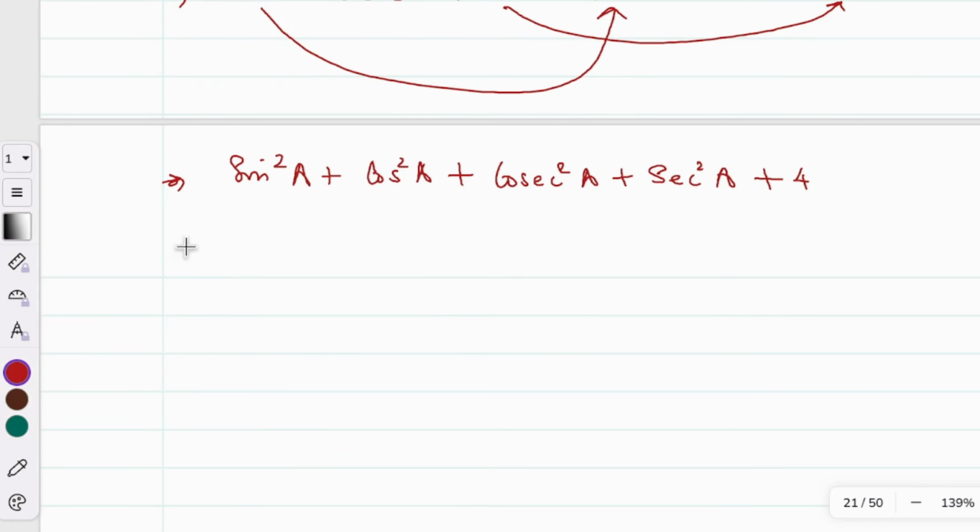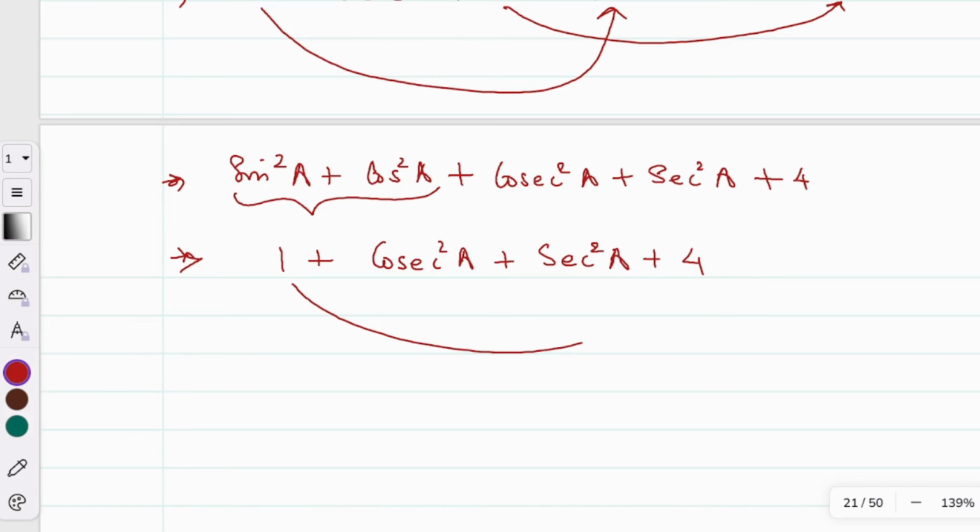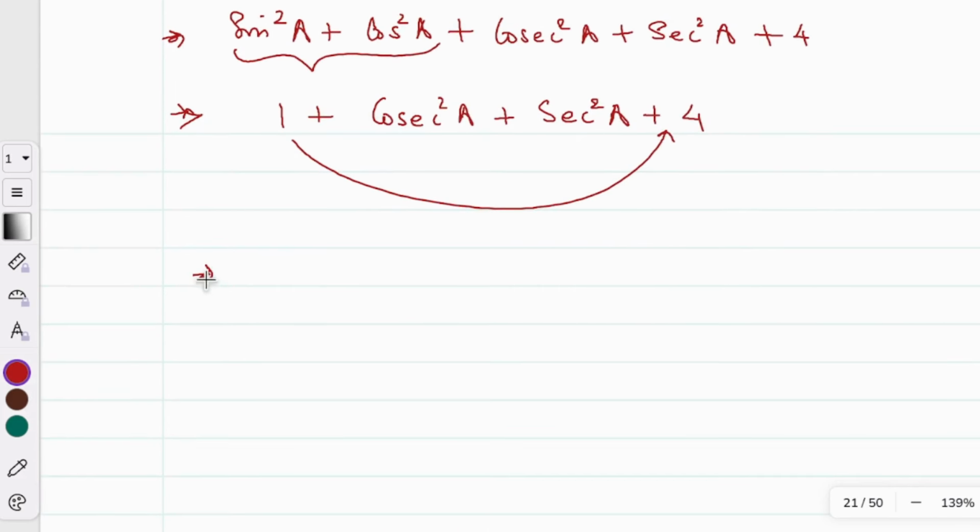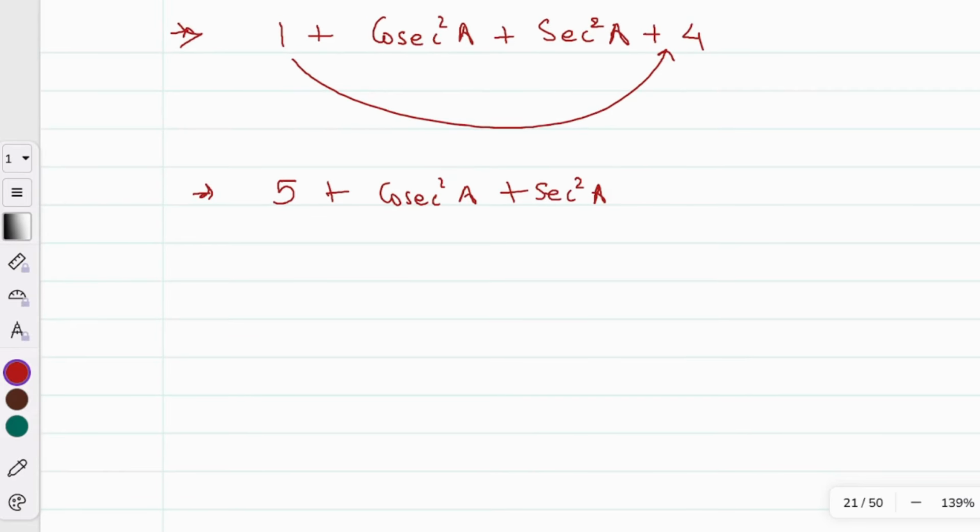So now what will happen here? What is sin square theta plus cos square theta? It is equal to 1. So this part I can rewrite like 1 plus cosec square A plus sec square A plus 4. Right, now this 1 and 4 I will add together and write it like 5 plus cosec square A plus sec square A, right? Now in our question they have given this cosec square A.